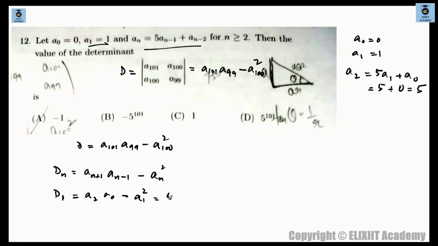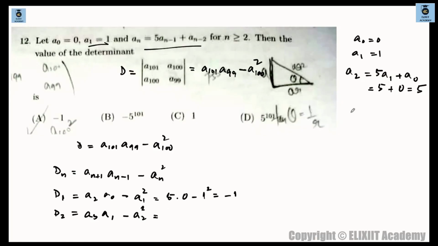So this is actually 5 times of 0 minus 1 square, which is actually minus 1. So D1 is minus 1. So let's find out what is D2. D2 will be A3 times A1 minus A2 square.